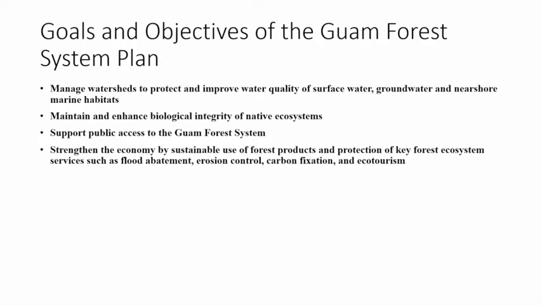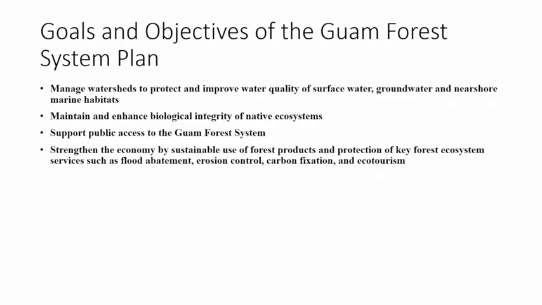Another goal identified in the Forest System Plan is to maintain and enhance biological integrity of native ecosystems. Some activities identified to achieve this goal are identifying and protecting rare plant individuals and populations, protecting and managing native habitats, and propagating and outplanting of native and endangered species.